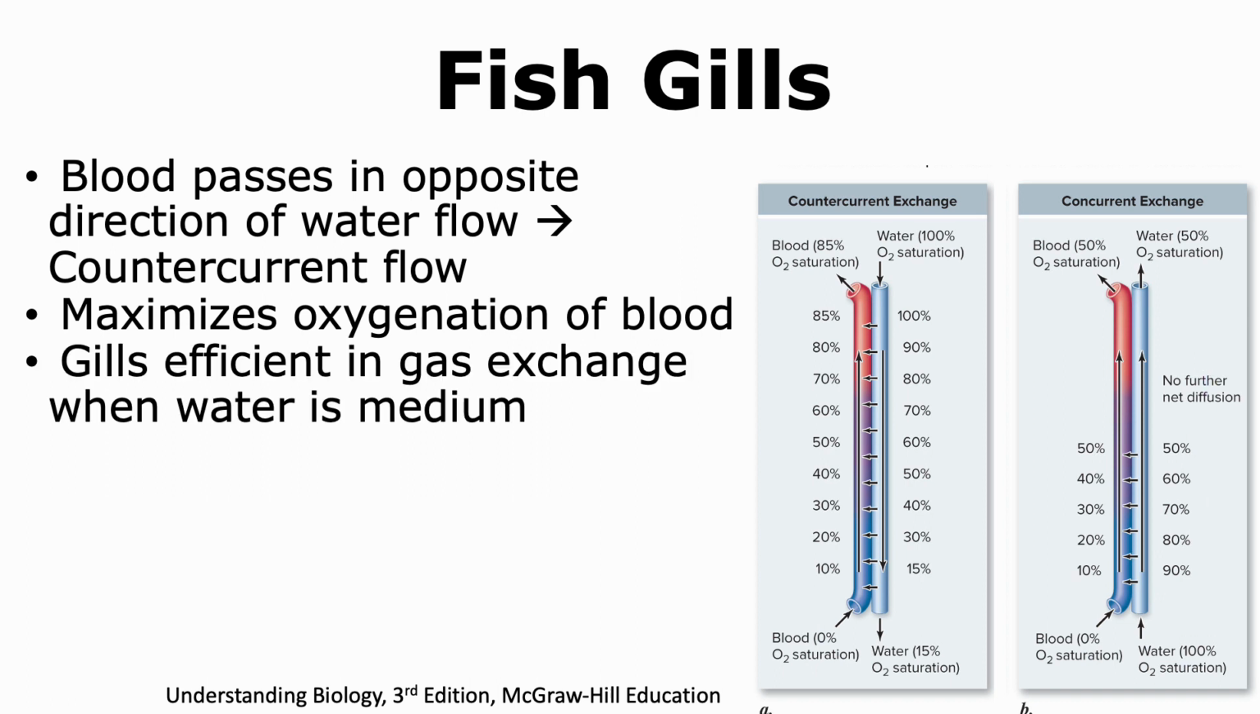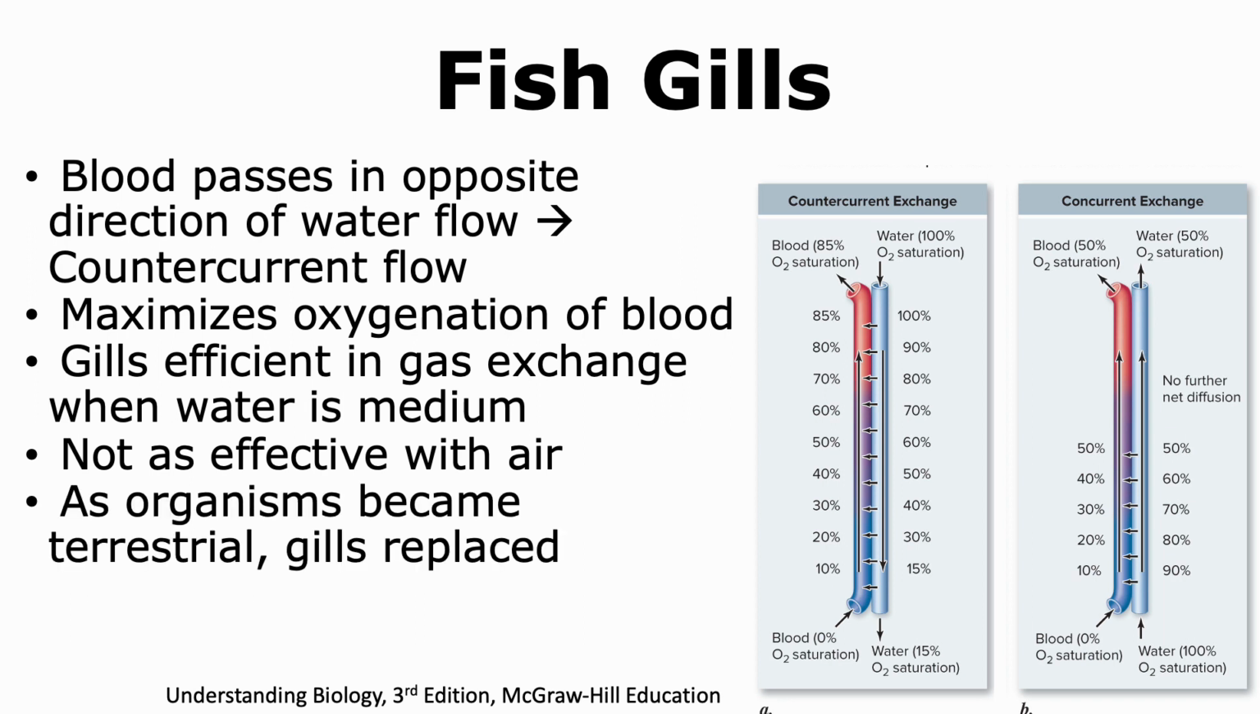Gills are able to efficiently exchange gases when the medium is water, and hence they're not as effective when the medium is air. And that is why fish are unable to breathe by using gills when the environment is the air. Now, as organisms became more terrestrial, the gills were not able to sustain gas exchange and hence had to be replaced.